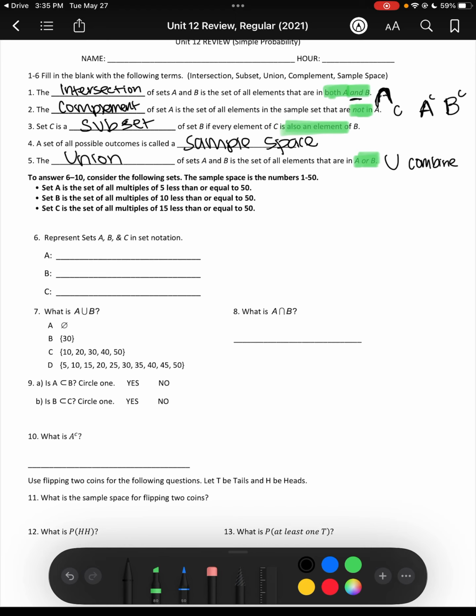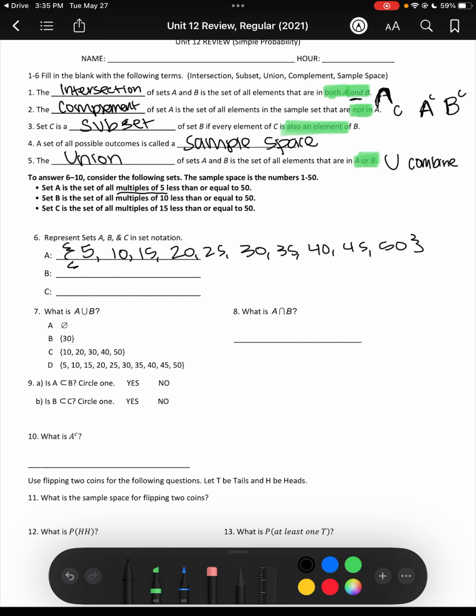So our next question says, write these sets out. So set A is the multiples of 5 less than or equal to 50. So we want this to be a set, so we need to put the curly brackets. And multiples of 5 means starting with 5, count by 5s. Okay, less than or equal to 50, so we're going to include 50 in our list.